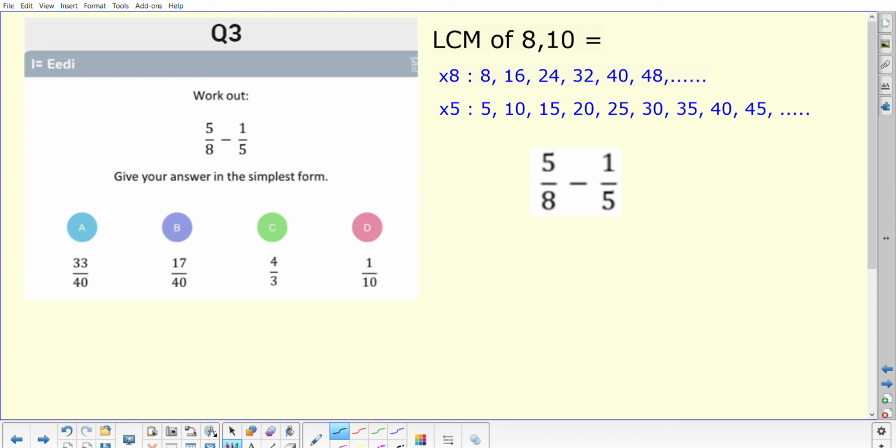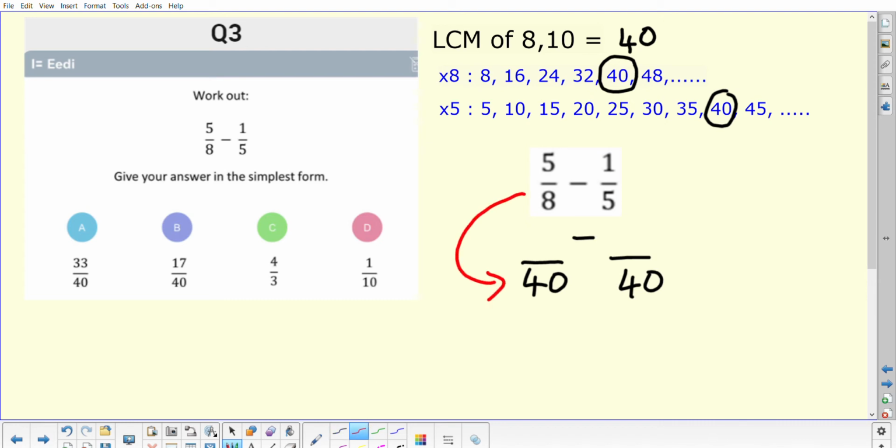So going through your 8 times table till you come to the first number that is also in the 5 times table, and that would be 40. So that tells you that's what the bottom of your fraction needs to be. So you need to make them equivalent fractions with a 40 on the bottom.